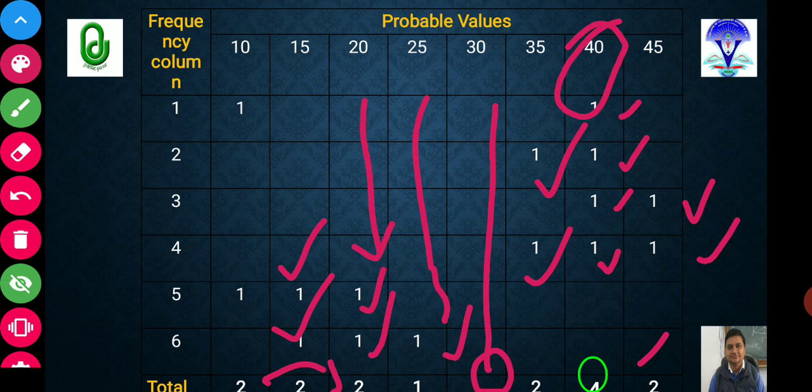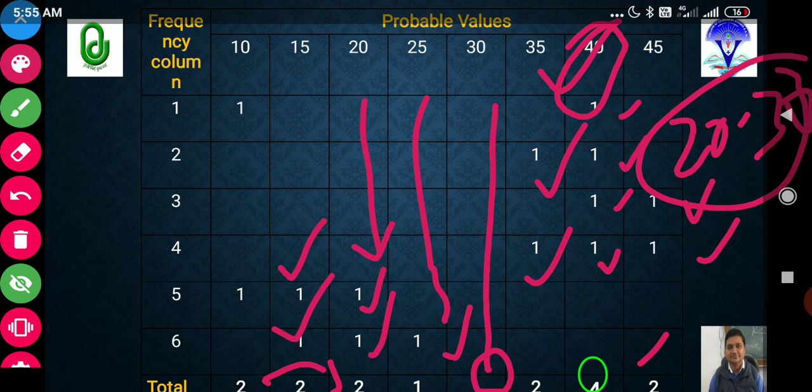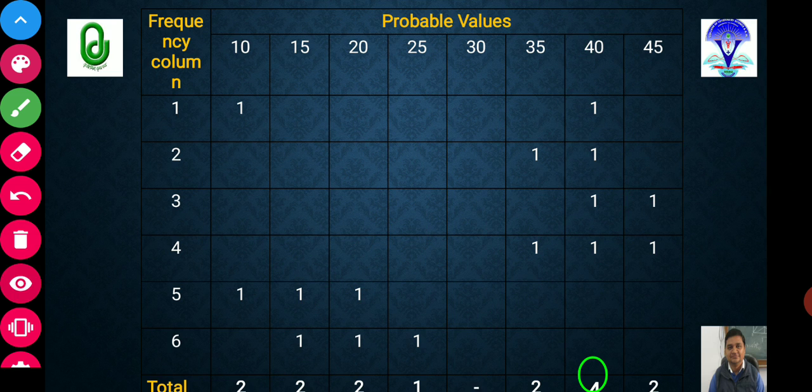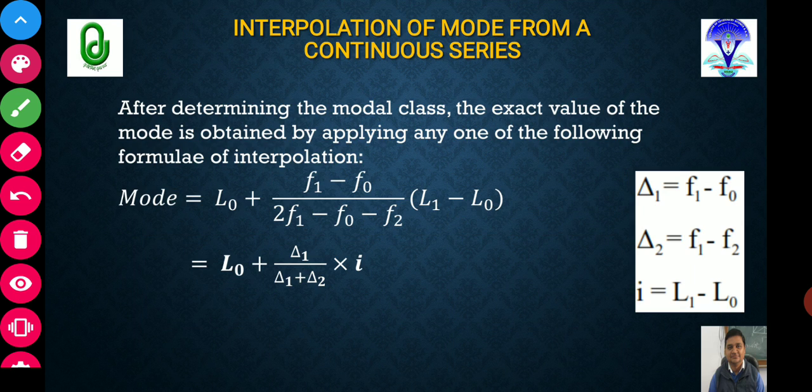For continuous frequency distribution, you just remember, for discrete data this will be the mode, but if it is continuous, that is 20 to 30, which will be the mode? We cannot determine. So this will be the model class. So what we will do, from this model class we will find the mode. So next we will go.